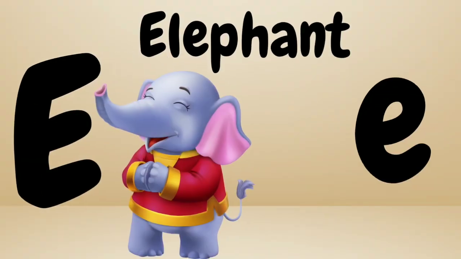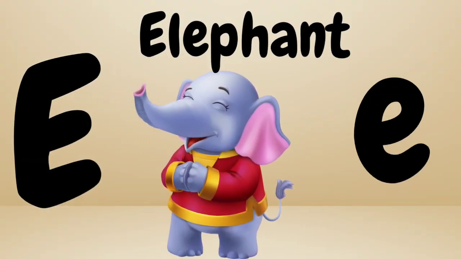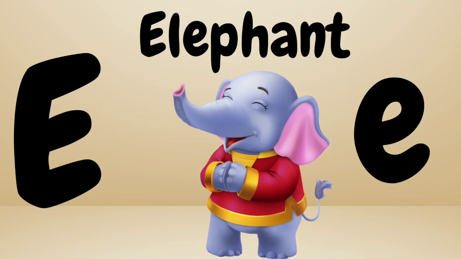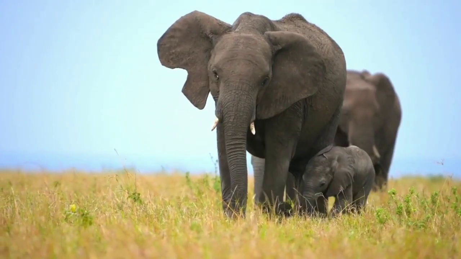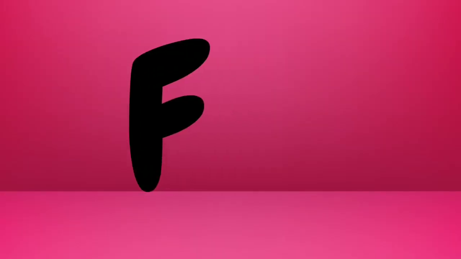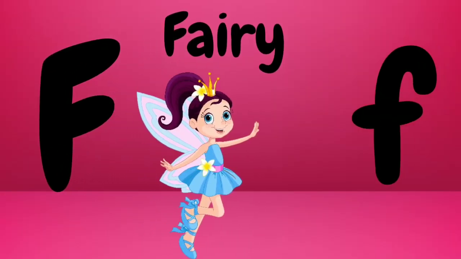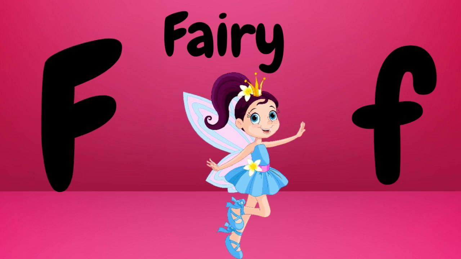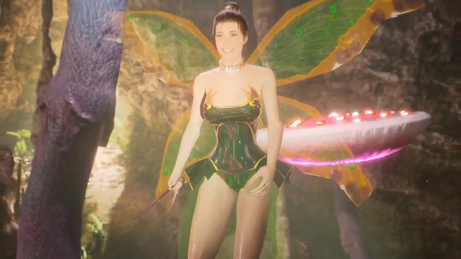E is for elephant, elephant, elephant. This is an elephant. F is for fairy, fairy, fairy. This is a fairy.